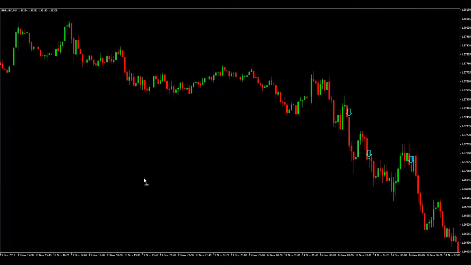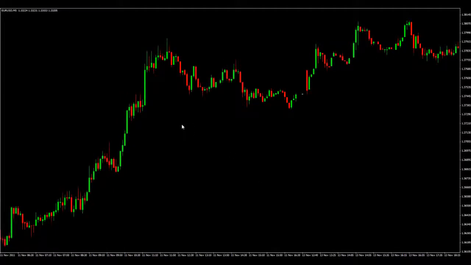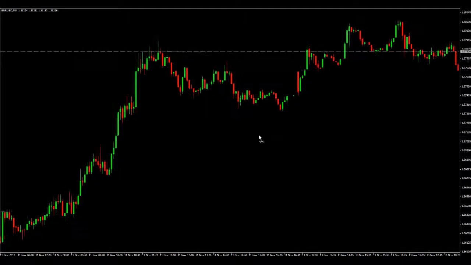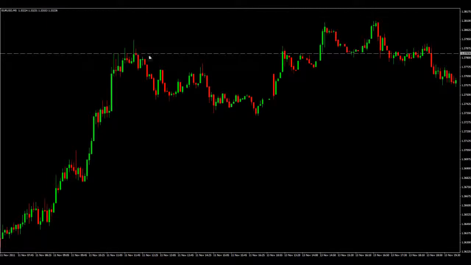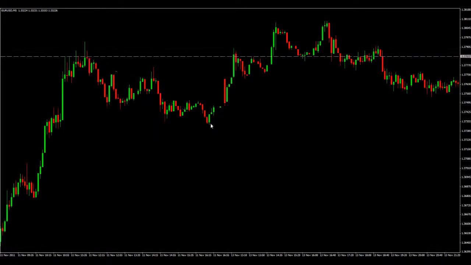Let's see, let me remove these levels right there. Let's see. Alright, so one that immediately sticks out to me in this one is this level right here. And again, I'm putting that just a little bit above those bars right there. So this one we had a very big move to the downside, which is about 49 pips, 50 pips.